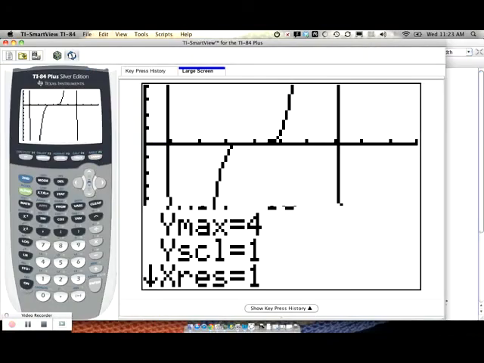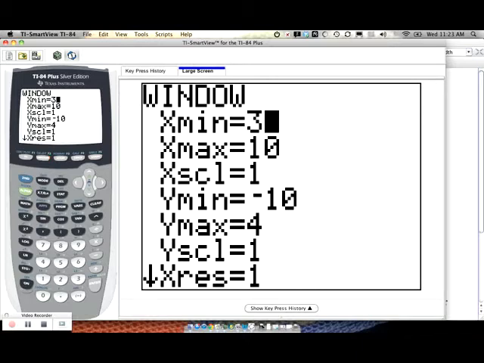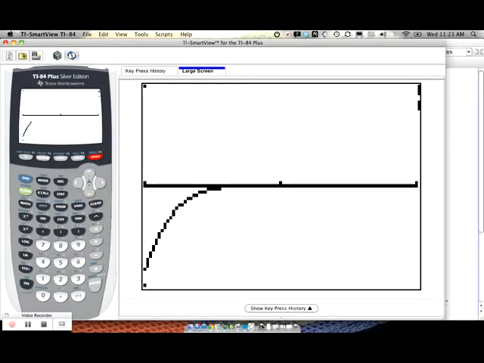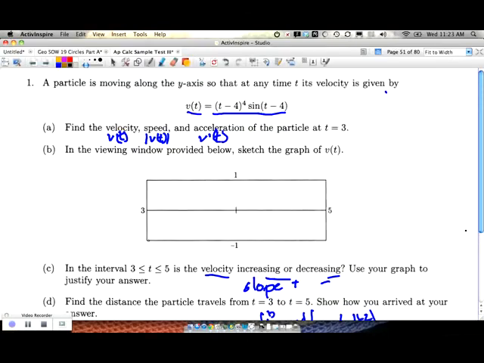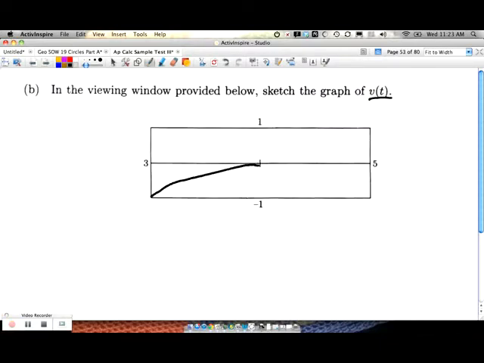So for my viewing window, my x's are from 3 to 5, and my y's are going to be negative 1 to 1. Now let's graph it. So that's what our picture should look like. Aha. So let's go ahead and do that. That means we're coming up, flattening out, and going back up. Easy enough? Oh, we need to draw that in this other part here. So it's going up, and then back up like that.